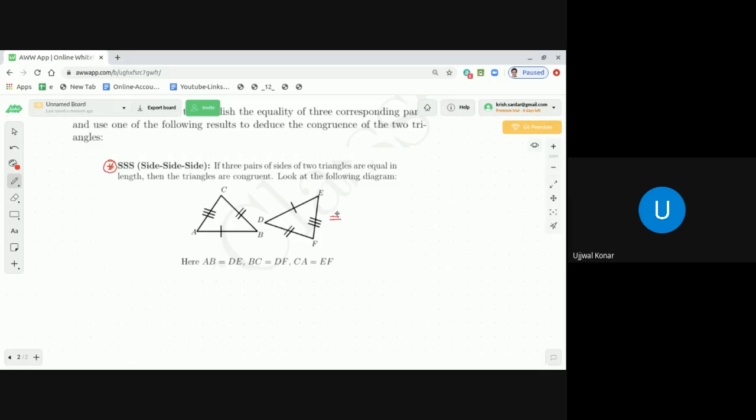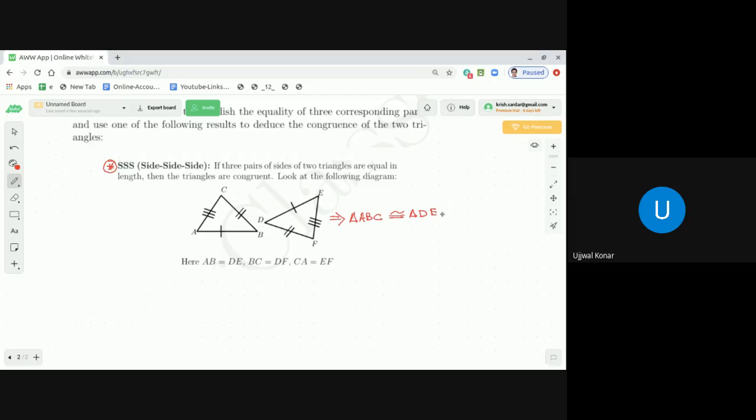So what can we conclude? The symbolic representation, what can we write? If we write the triangle on the left hand side as ABC, then we are going to write congruent to, what is A congruent to? It is D. And B is congruent to E.